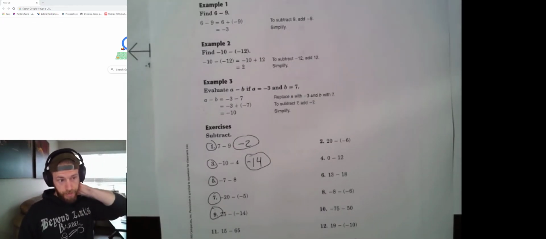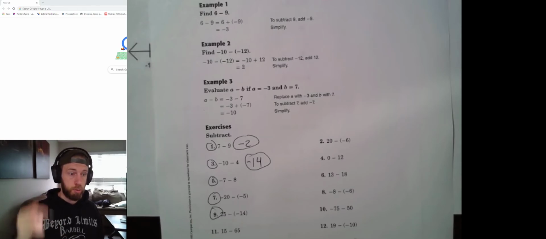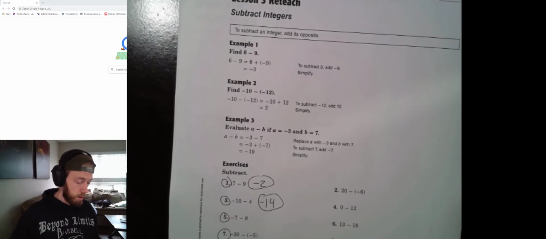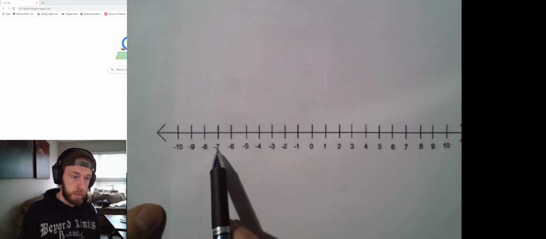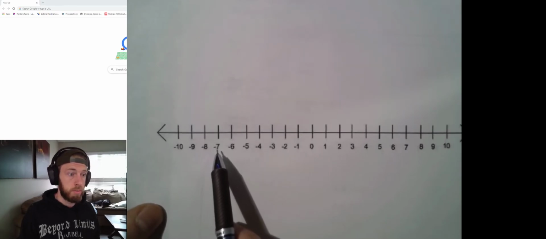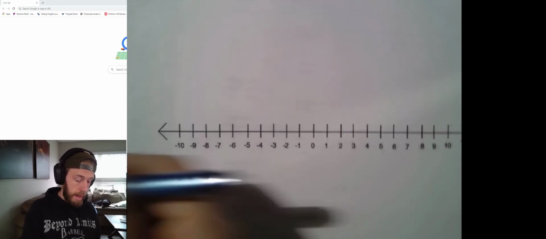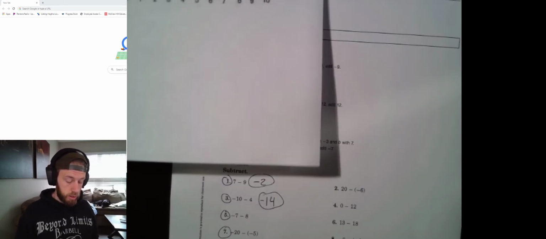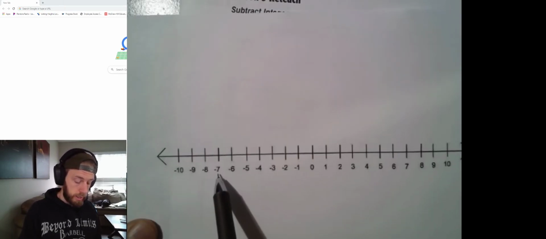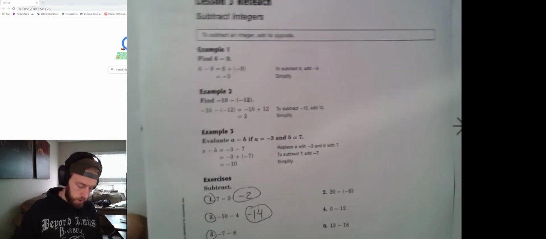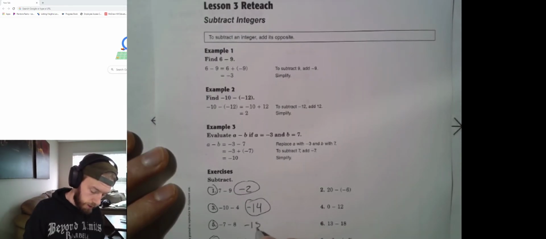Number 5, negative 7 minus 8. Another example just like that problem we just did. Negative 7, you spend 8 more. Where are you going? Further in debt. That way. And so since you're subtracting another number, it's going to take you down to negative 15. Because 8 and 7 make negative 15. Negative 8 and negative 7 make negative 15.